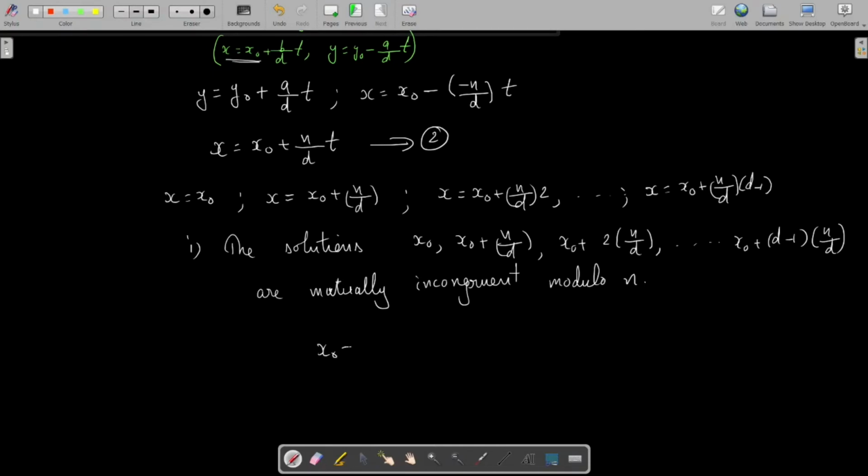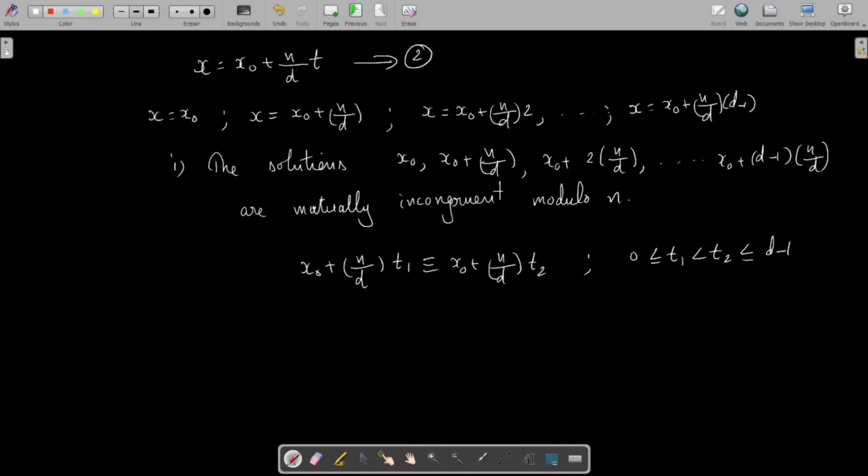Suppose x naught plus n by d into t1 is congruent to x naught plus n by d into t2, where 0 less than or equal to t1 less than t2 less than or equal to d minus 1. That means that we are taking the values of t1 and t2 which lie between 0 and d minus 1, and we take t1 as strictly less than t2. Here the value of t varies from 0, 1, 2, etc., d minus 1. So we choose two such solutions among the list.